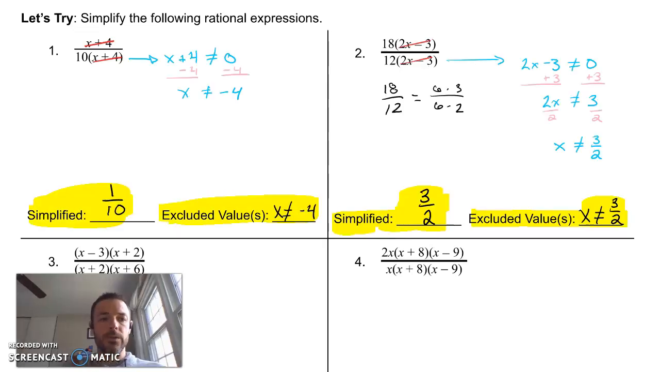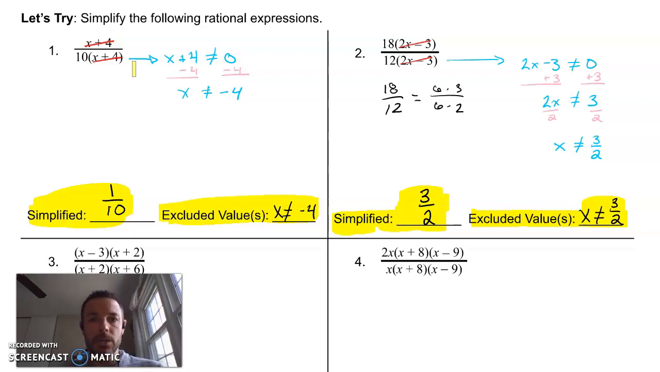For the first one, we get 1 over 10, and x cannot equal negative 4. The second one, we get 3 over 2, because 18 over 12 simplifies to 3 over 2, and you can't have x equal to 3 halves. Now, why don't I say to use the 10? Well, it doesn't have a variable. 10 is not equal to 0. I only have to set things that have variables equal to 0 to find my excluded values.